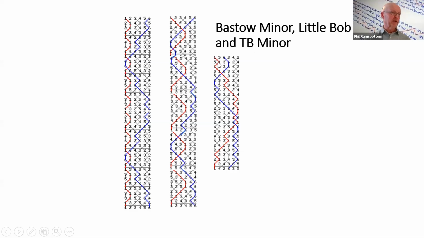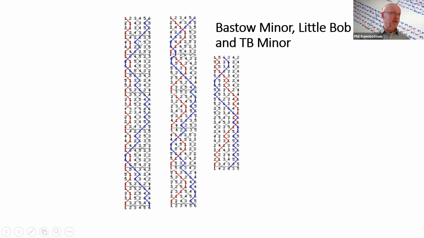All we're interested in is the red line of the treble. And that treble is doing what we call treble bob hunting, which is the other type of work a treble does in methods. 99.99% of methods, the treble is going to be either plain hunting, like that, or it's going to be treble bob hunting, like that.